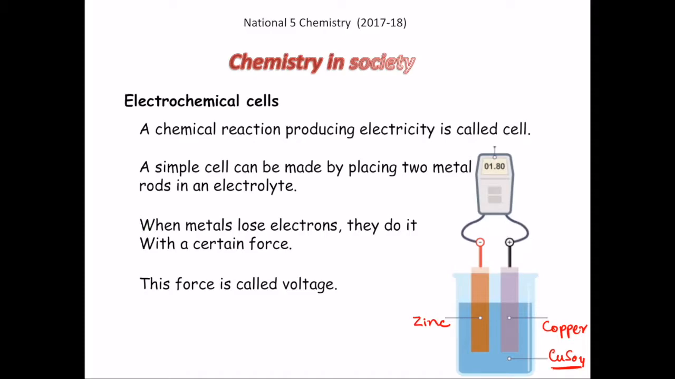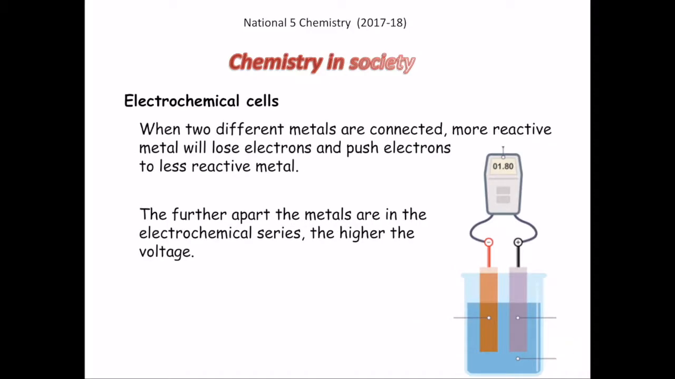Now we know that metals all have a tendency to lose electrons, and they lose these electrons with a certain force. This force is known as voltage and it is measured in volts. So at the top here you can see we have a voltmeter, and the reading that you can see here is the voltage. So this is the difference in the force of losing electrons between these two metals.